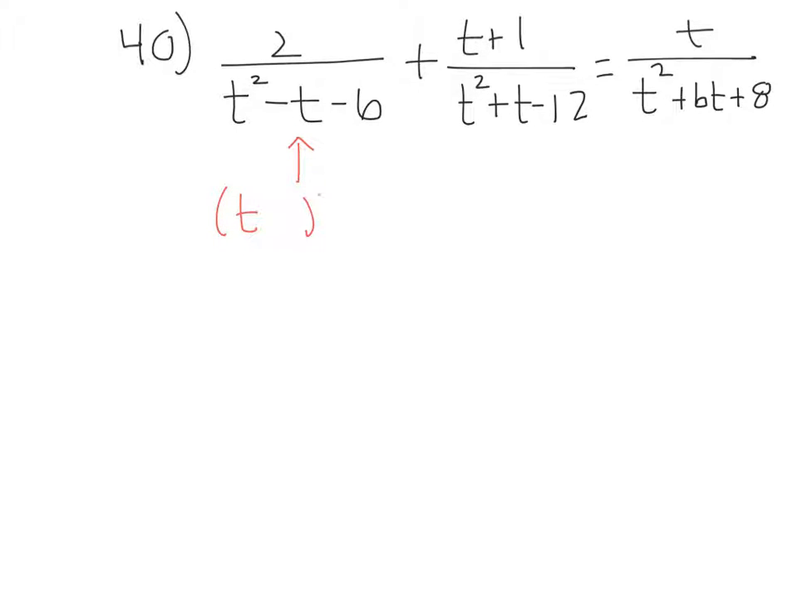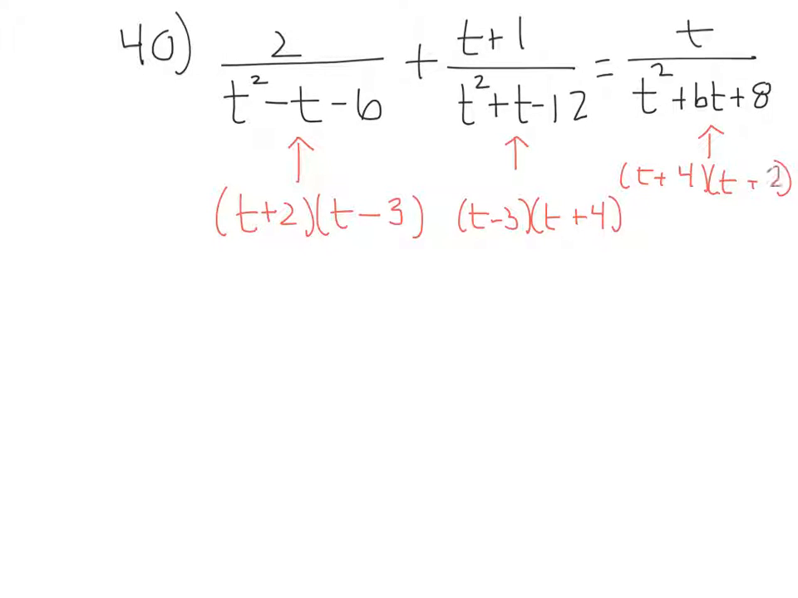So if I unfoil this first denominator, factors of -6 that add up to -1 are -3 and +2. If I factor the second denominator, factors of -12 that add up to +1 are 4 and -3. And my last denominator, I need factors of 8 that add up to 6. They would be 4 and 2.